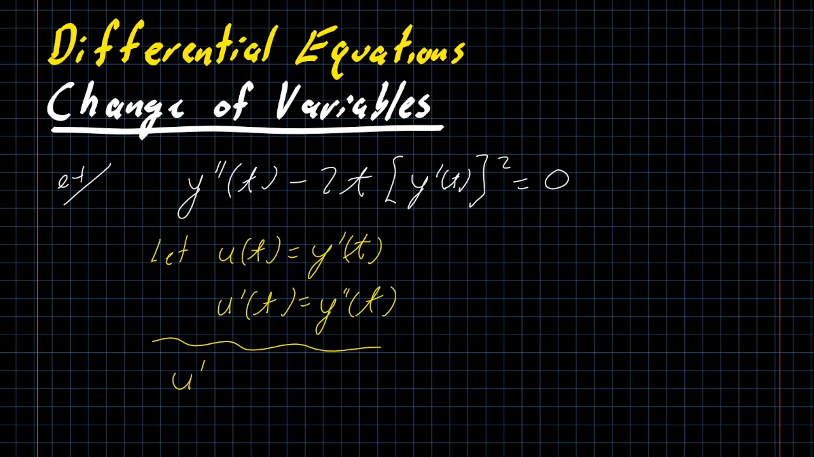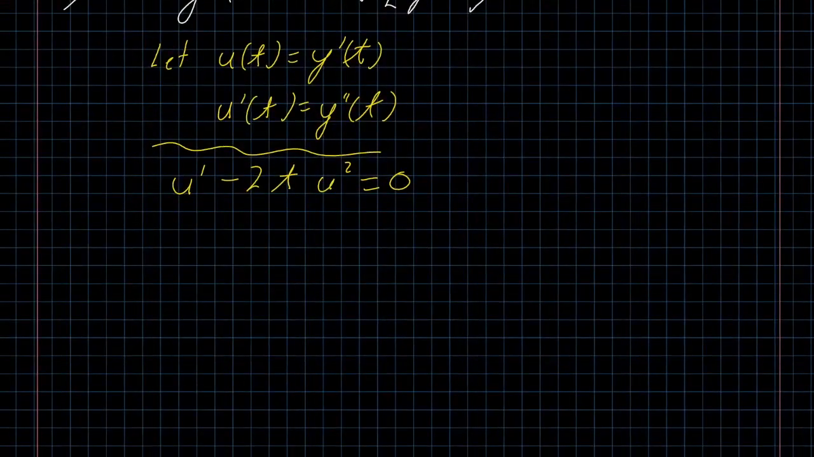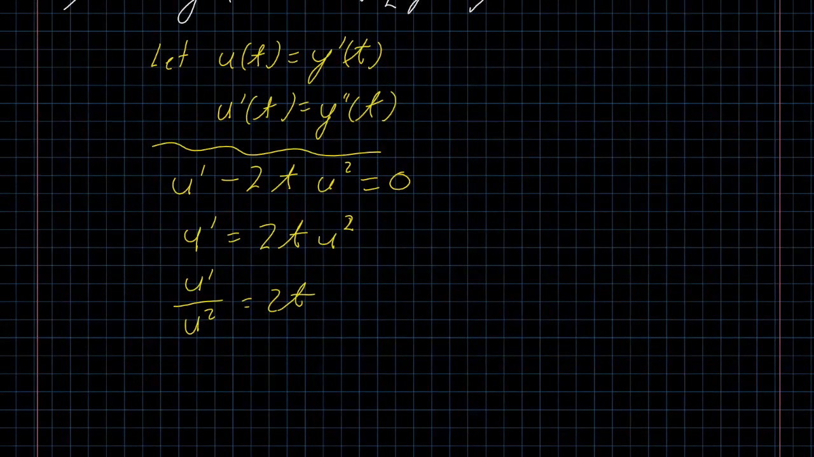that u prime minus 2t u squared is equal to 0. Now we have taken this second order differential equation and rewritten it as a first order equation. Not only that, but this first order equation is separable. I can rewrite it as u prime over u squared is equal to 2t. Then, integrating, I get that the integral of du over u squared is equal to the integral of 2t dt.